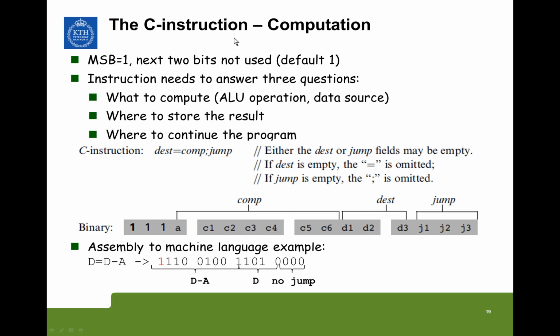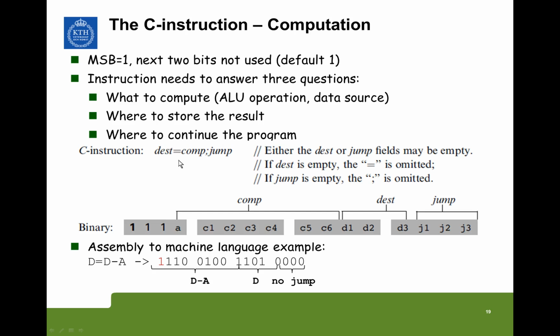The C instruction is used for computations. We denote the C instruction by 1 in the most significant bit. The instruction needs to answer the following: what to compute, including the ALU operation and the data source, where to store the result, and where to continue the program.